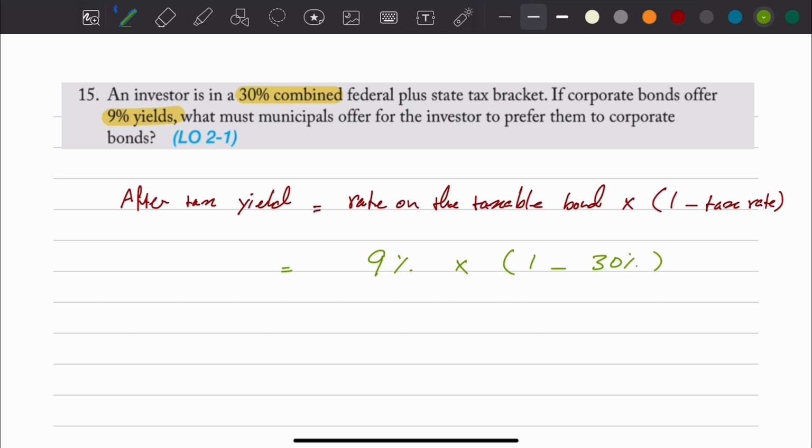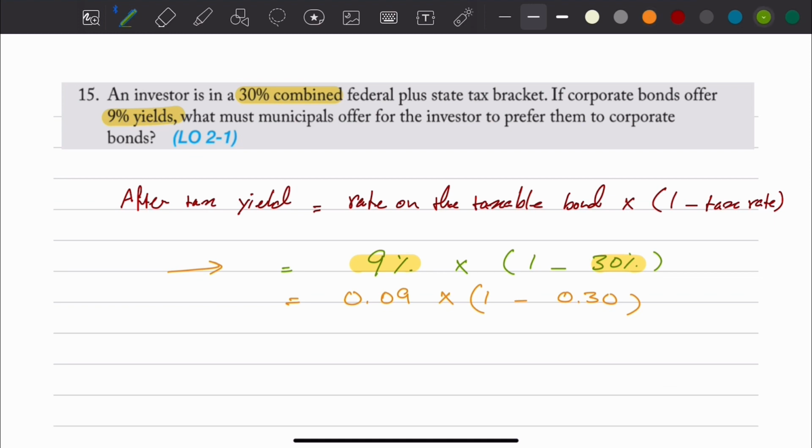Now remember, you can represent these in a percentage format or in a decimal format. It doesn't make a difference as long as you understand how to transform between the two. I'm going to repeat this specific line again in decimal format, which is going to equal 0.09 multiplied by 1 minus 0.30. It's the same thing.